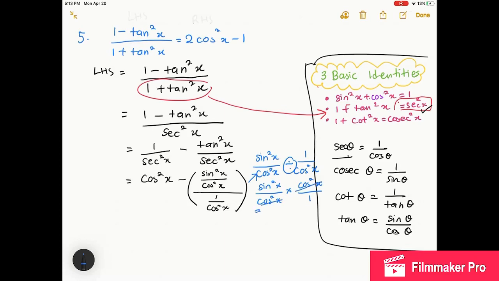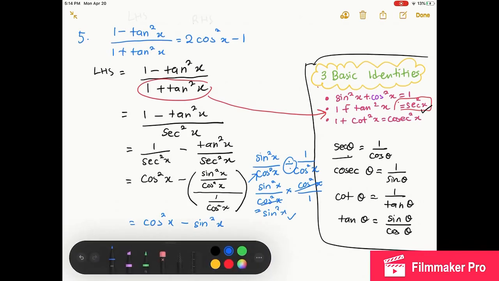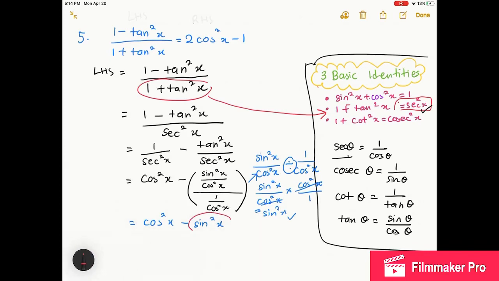So in this case, I can just simplify like this. So this one will be sine square x times 1, sine square x. So cos square x minus sine square x. Is that what we want in our right hand side? No, isn't it? So what next?